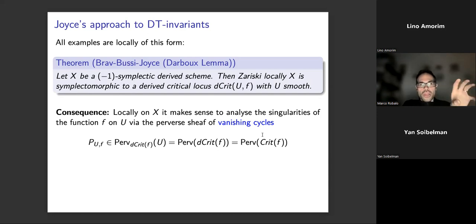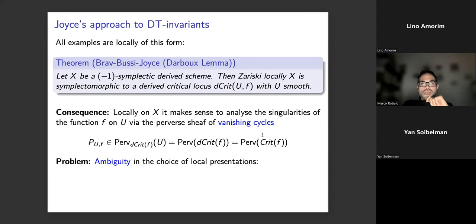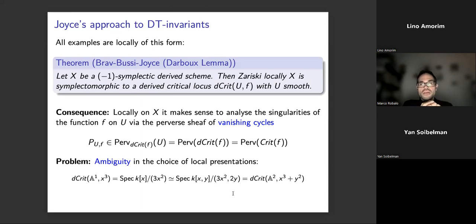So locally, we can try to isolate the information of these perverse sheaves. The problem is that this theorem of Joyce does not tell us that these U and F are unique. Here is an example where the same derived critical locus, the one I wrote on the left and on the right, is actually given by different smooth schemes U. In this case, this is A1, this is A2, with different functions. So there is an ambiguity that you have to keep track of here, that a priori can give the same derived critical locus. So the U and F are not unique.